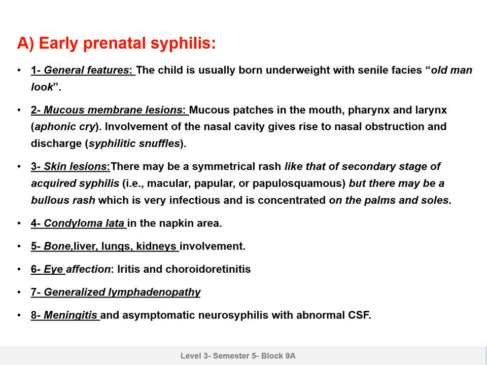Early perinatal syphilis general features: old man look, mucous membrane lesions, patches in the mouth, pharynx, larynx, aphonic cry. Skin lesions: a symmetrical rash similar to that of acquired syphilis, but there may be a bullous rash and vesicles, which are very infectious. Also condyloma lata, bone, liver, kidney, eye involvement, generalized lymphadenopathy, and meningitis.